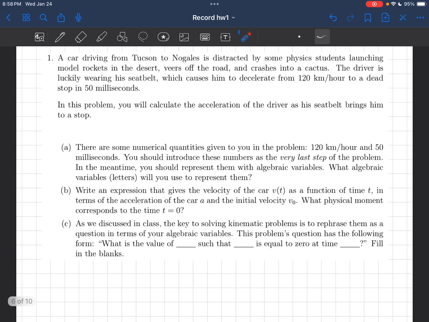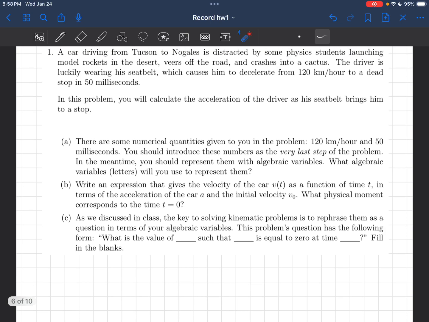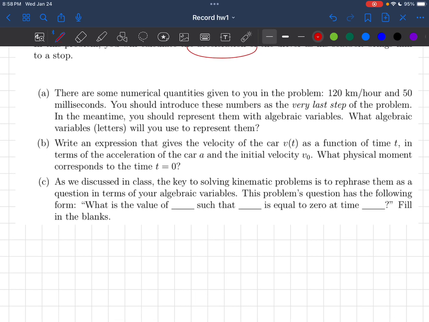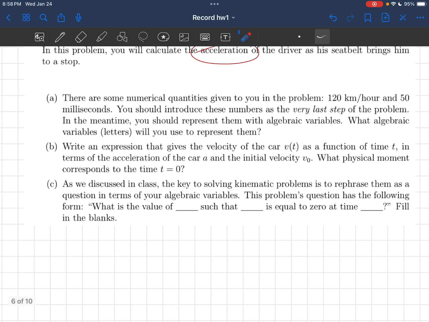All right. The driver is wearing a seatbelt, which is excellent because you always want to be wearing a seatbelt in case you get in a car crash, because that's not good. And we're decelerating from 120 kilometers per hour to a dead stop in 50 milliseconds. All right. And what we're calculating is the acceleration of the driver as it comes to a stop. Now, like it says, we're given some numbers, 120 kilometers per hour and 50 milliseconds.